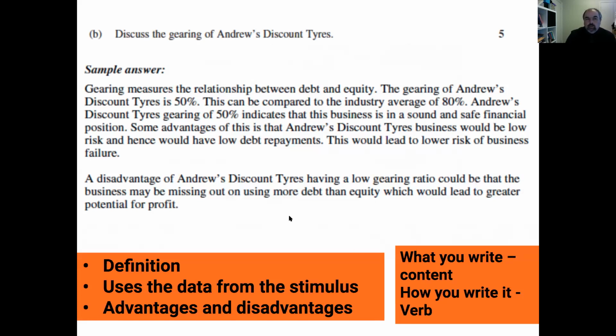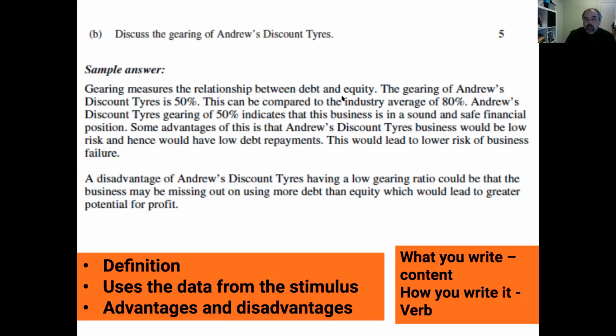Okay, so first of all, we've got a definition. So we can see down here in orange how we've broken the question down. Okay, so we've got a definition, we have to use the data, the stimulus, we've got to talk about the advantages and disadvantages, and that's addressing the verb. So we did a bit of work about what you write, the content, so that's around gearing and solvency, and how you write it in the verb. So let's look at the answer here.